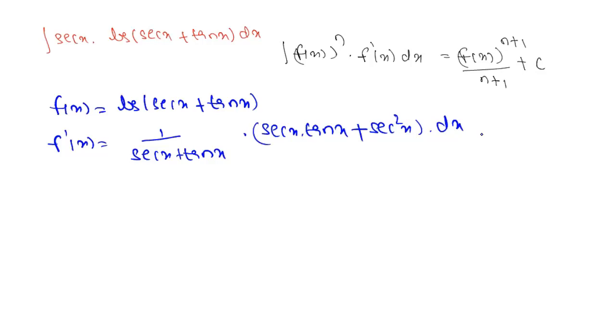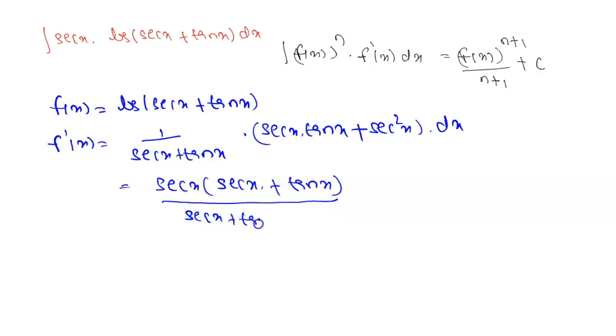Here in the numerator I can take common secant x. This is equal to secant x into secant x plus tan x, by secant x plus tan x, into dx. Secant square is there, that I am writing as secant x into secant x, and secant x tan x, secant x is taken out, leftover tan x. So here I can cancel secant x plus tan x in the numerator and denominator. Leftover value is secant x into dx. So here secant x dx I got.